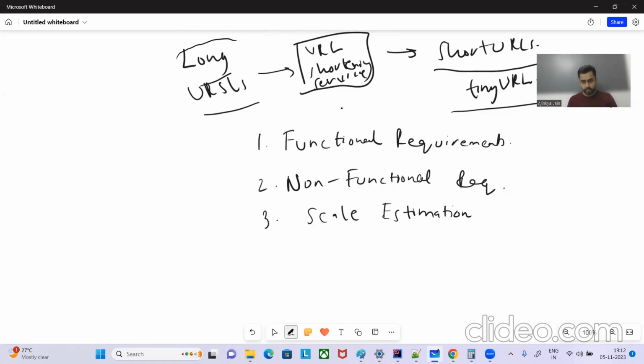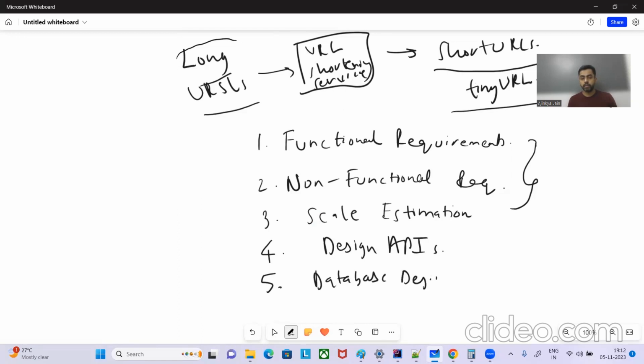We'll come to this in detail. Once we get these details, we can design our system. For example, we can design the APIs. We need to figure out which APIs the system should expose so that users can use them. Fifth would be database design. Sixth would be our high level system design. What services will be involved? We have to draw the flow diagram.